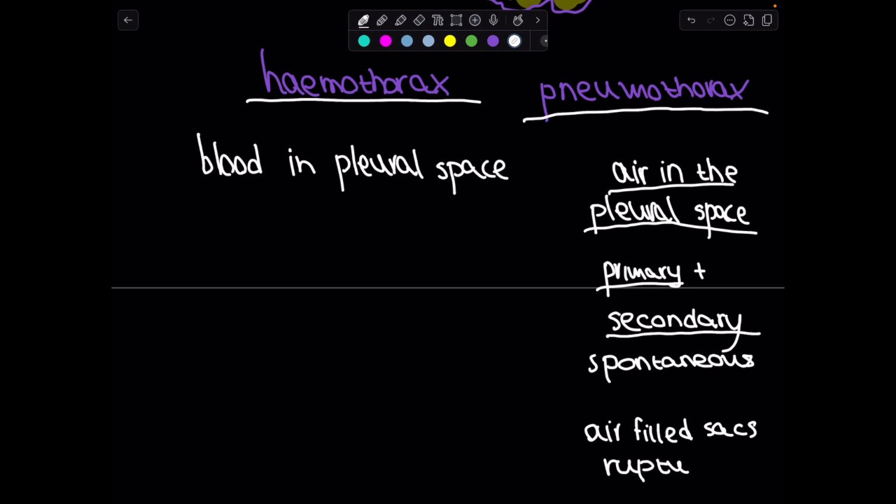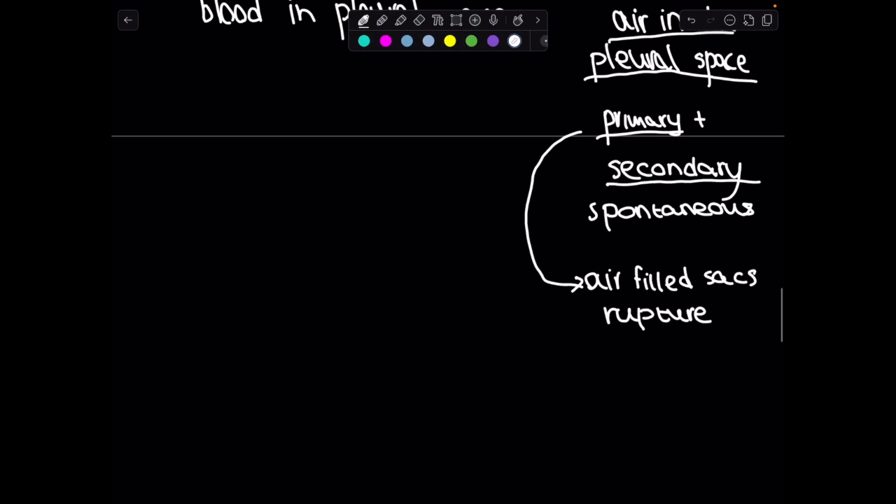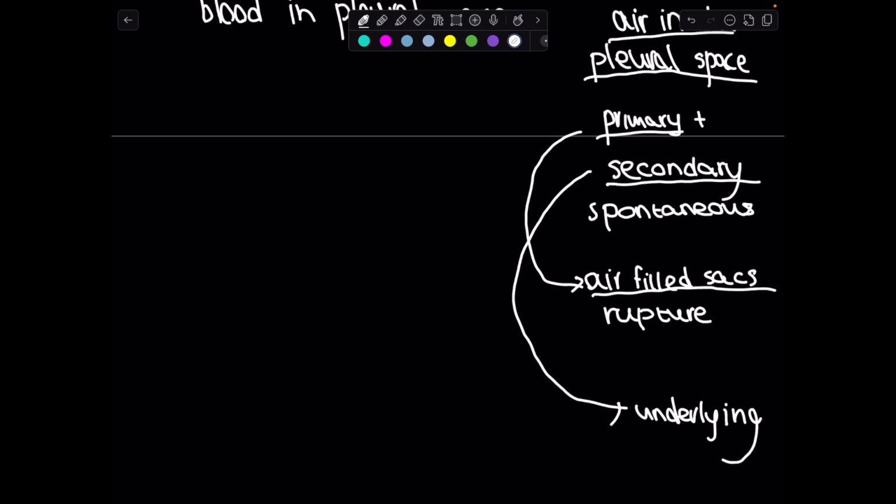Secondary spontaneous pneumothorax, SSP. This occurs in people with underlying lung diseases like COPD, cystic fibrosis, or TB. Diseased lung tissue is weaker, so blebs, wait, these air-filled sacs that rupture in primary, why do they rupture? What caused them to rupture?